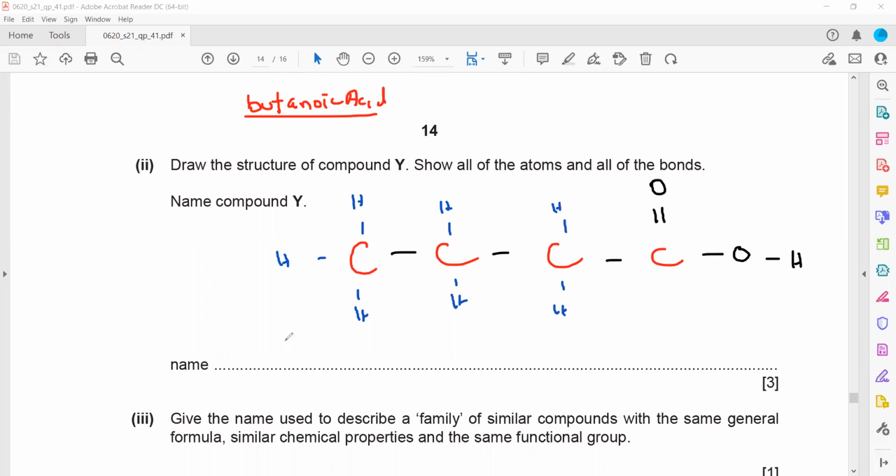And what is the name of this compound? Because 4 carbon atoms are there, it will be 'but' because of 4 carbons, 'an' for single bonds, and due to the functional group, it is 'oic acid'. So it is butanoic acid.